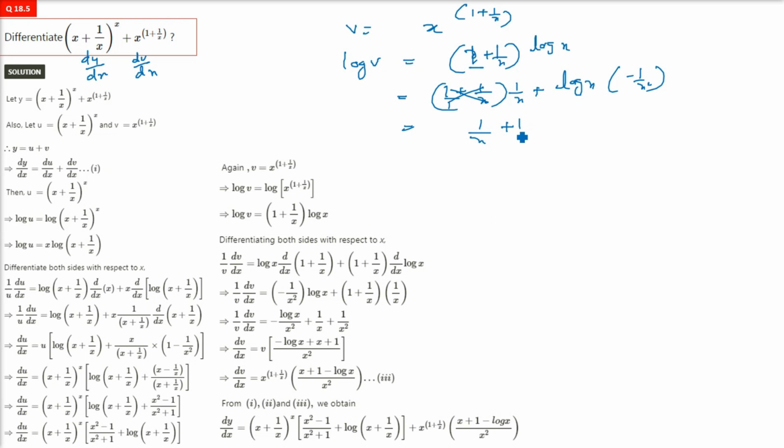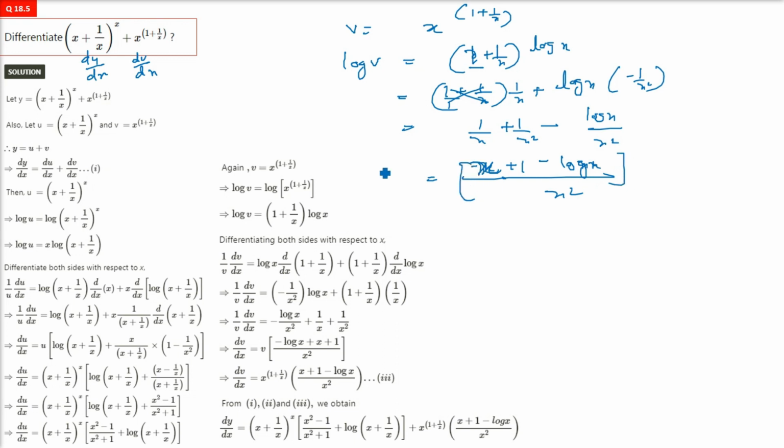Now let us multiply inside, that is the better option. 1 by x into 1 and 1 by x into x square, that is 1 by x square, and then minus log x by x square. So if you take the denominator, you can take the LCM. What do you get? You will get x plus 1 minus log x divided by x square. That is the final result.